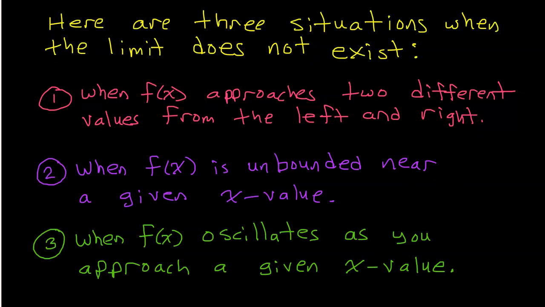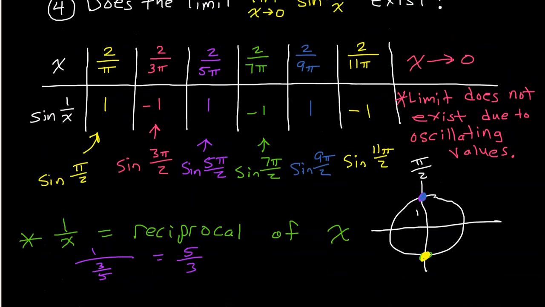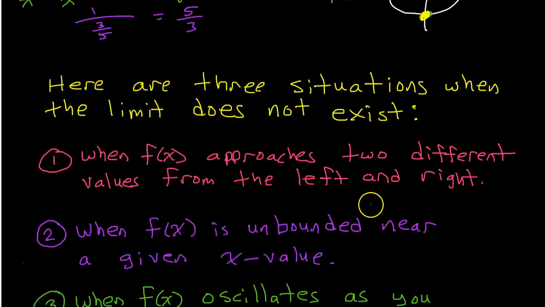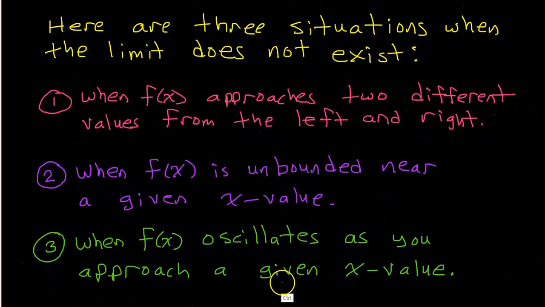And of course, the third situation is when the function oscillates as you approach a given x value. And that's the situation that we just saw, where as we approach an x value of 0, the value of the function kept oscillating between +1 and -1, +1, -1, +1 and -1. So the limit does not exist when the value of the function oscillates or jumps back and forth between values.